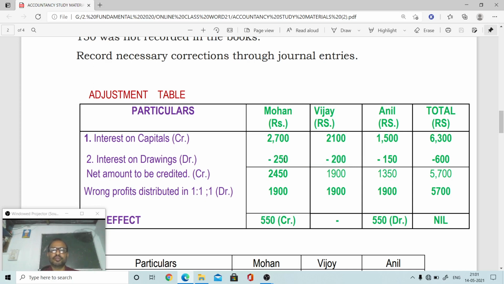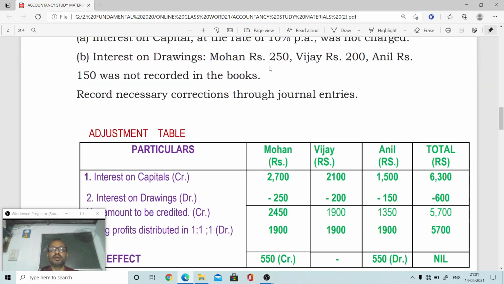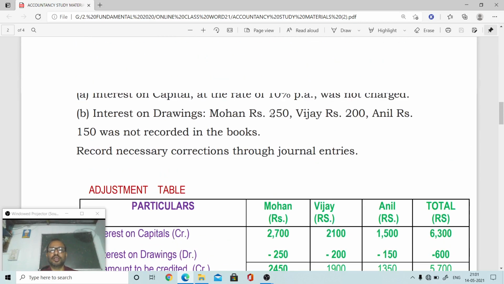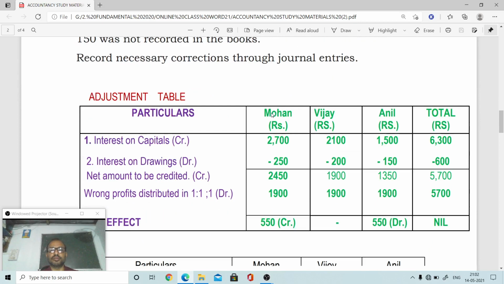So here 250, it is already provided in the question that interest on drawing is Mohan 250, Bijoy 200, and Anil 150. The same amount we are taking here, no need to calculate interest on drawing. It is directly provided in the question, but interest on capital calculation you have to do. So 250 minus from 2,700, we can show the effect, the ultimate net amount to be credited.